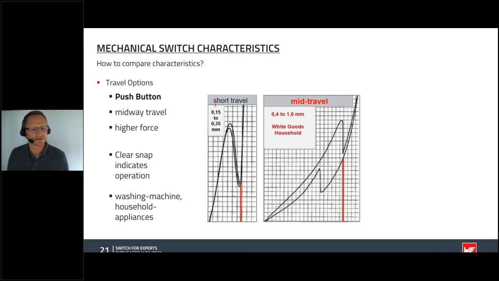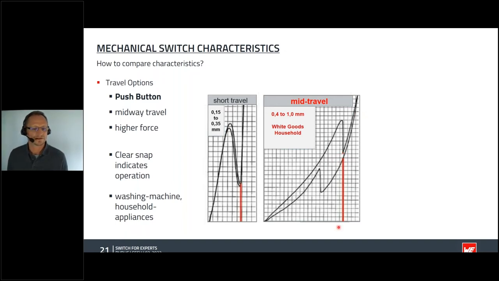These kinds of measures are not fixed in any rules, they differ from vendor to vendor. And here again, even clearer, you can see in this kind of curve the snap point. When the contact really snaps over, this is here. And when it's released again, then it's the second curve.